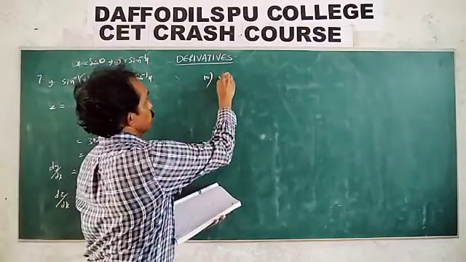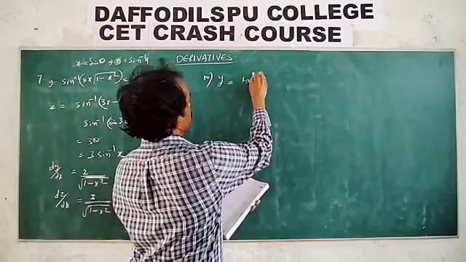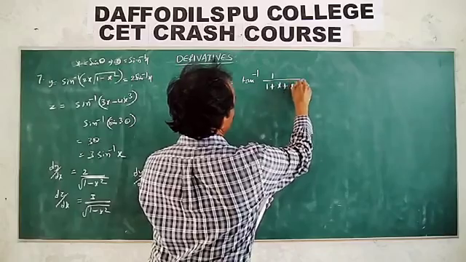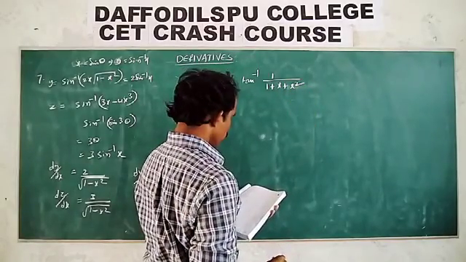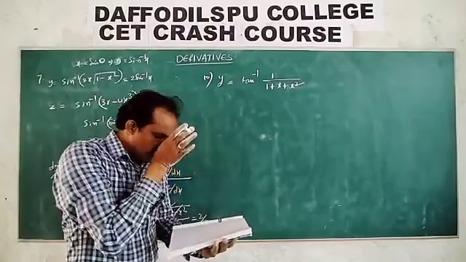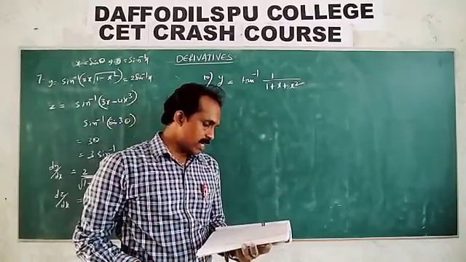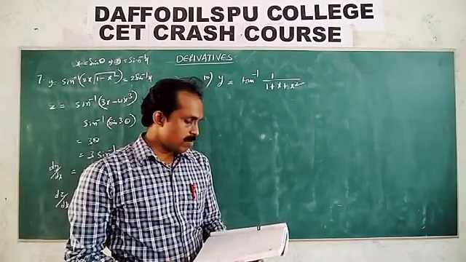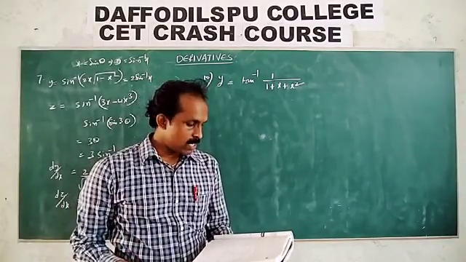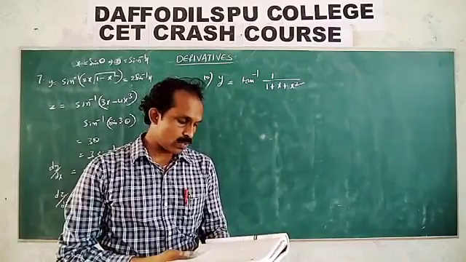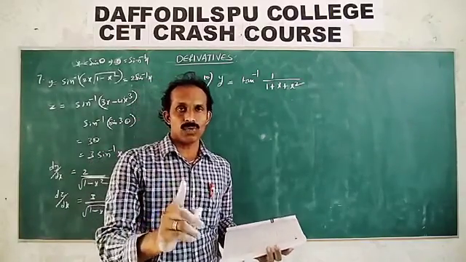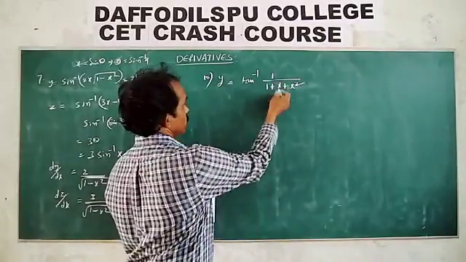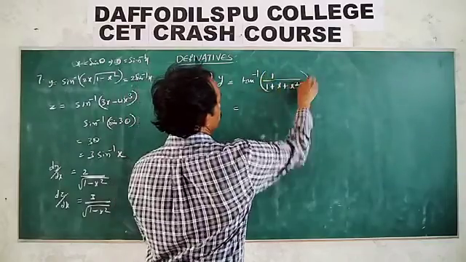Y is equal to tan inverse 1 by 1 plus x square, plus tan inverse 1 by x square plus 3x plus 3, plus and so on to n terms. Then find dy by dx at x is equal to 0 and n is equal to 1. N is equal to 1 means consider only the first term. So take only the first term. How can you write this value?